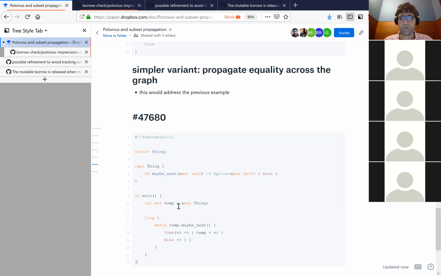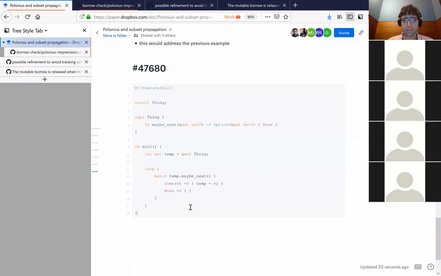I mean, it goes into an infinite loop. But what's happening is you've got some linked list or something, and you have this loop, and you're saying, if there's a next pointer, I want to move temp forward. Otherwise, I do nothing. And that seems like it should be allowed. But what ends up happening with NLL today is you get an error.